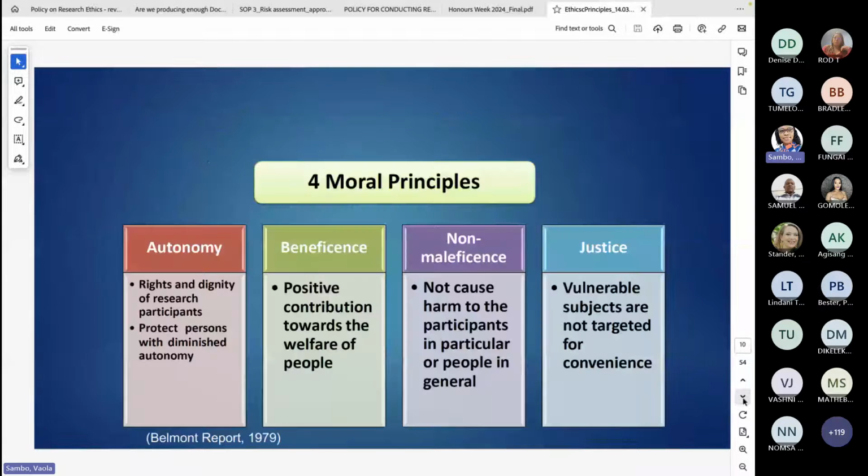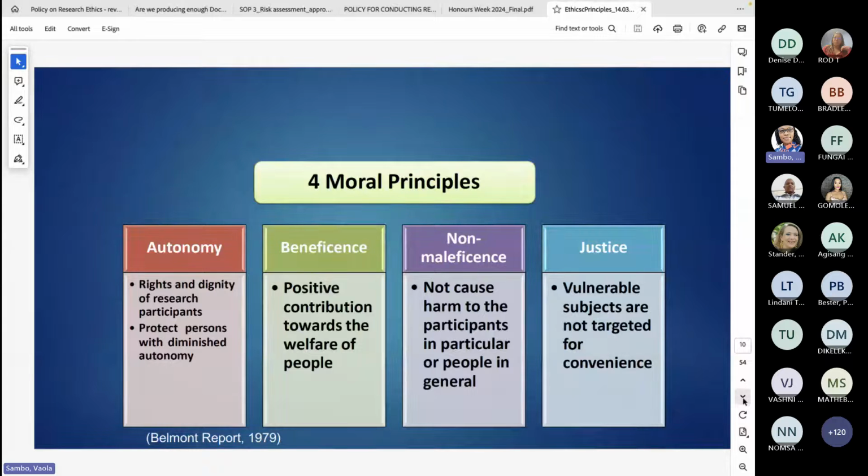Okay. So these are very important moral principles from the Belmont report of 1979, still very relevant today. These four moral principles are autonomy, beneficence, non-malfeasance, as well as justice. The issue of autonomy, students, talks to rights and dignity of research participants. We've already touched on this. Protect persons with diminished autonomy. It's very important. I mentioned in the previous slide the issue of vulnerable participants, for example.